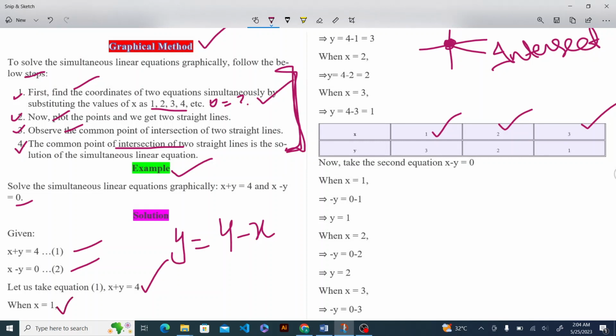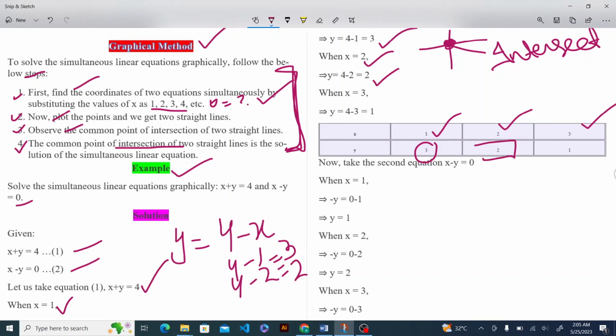When x is equal to 1, we are putting the value of x equal to 1. So 4 minus 1 will be equal to 3. So for x equal to 1, we have found the value of y is equal to 3. When x is equal to 2, 4 minus 2, we will get 2. So for x equal to 2, the value of y will be equal to 2.